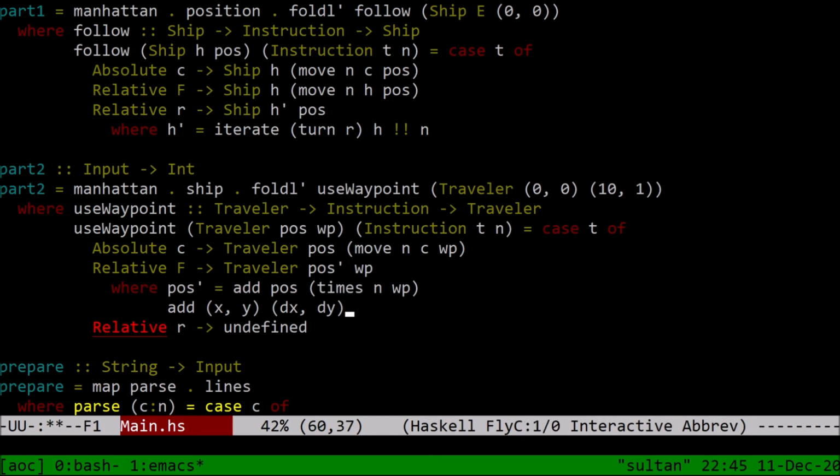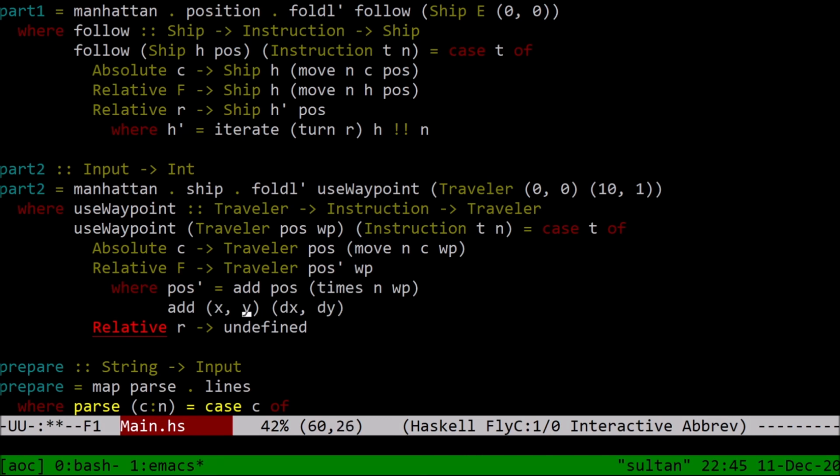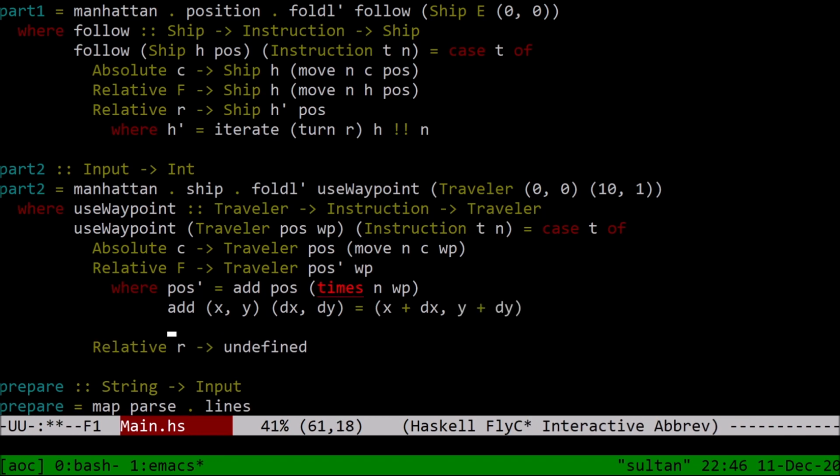Actually, why am I making this all function-y? There's not really any need to. I'm only going to use this once, right? Yeah. We can just say it's equal to, well, because we want to destructure the position here, right? I don't know, it's kind of fine. This is a convenient place to destructure the position. Equals x plus dx times n, no, we already have our dx, y plus dy, and times of n xy is just n times x, n times y.